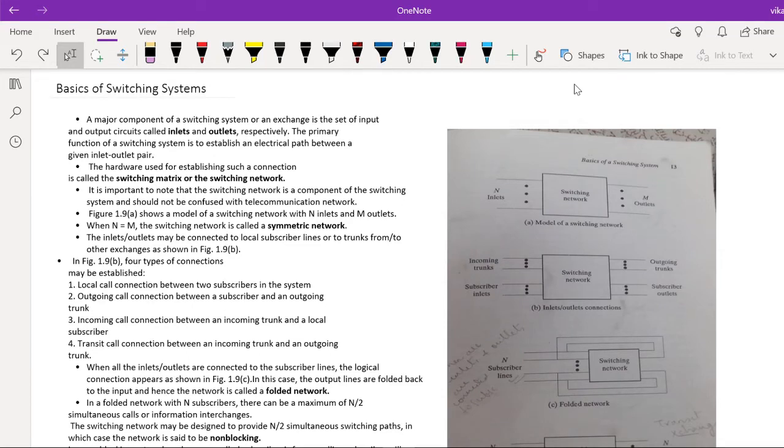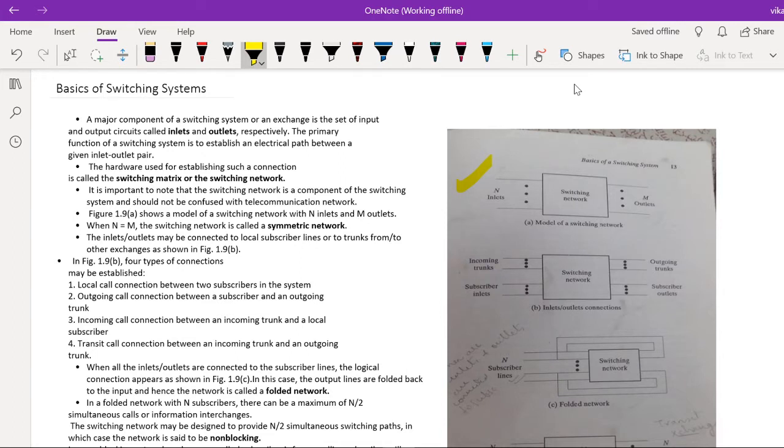Hello students, in today's lecture we will be studying the various types of switching networks, and this topic comes under the basics of switching systems. As we have studied about the switching system in the previous lectures, let us start with a basic model of a switching system. Figure 1.9a shows the basic model of a switching system.